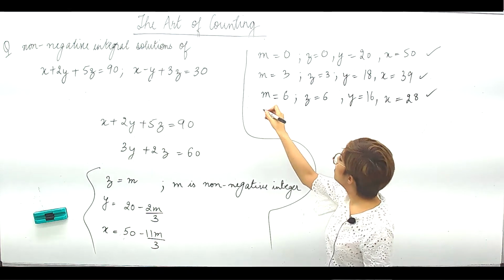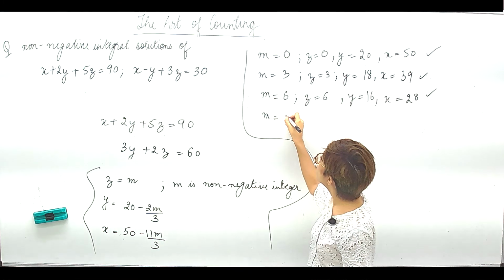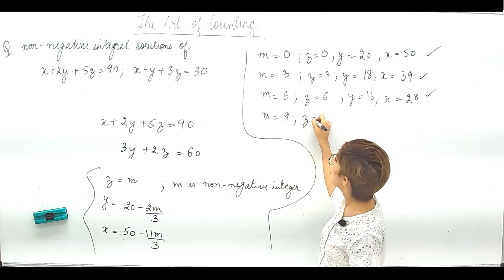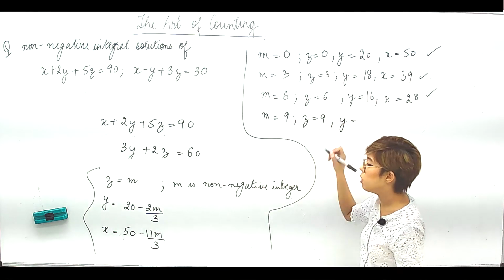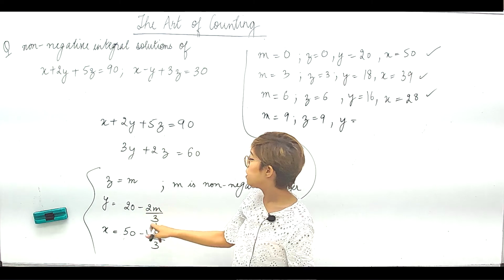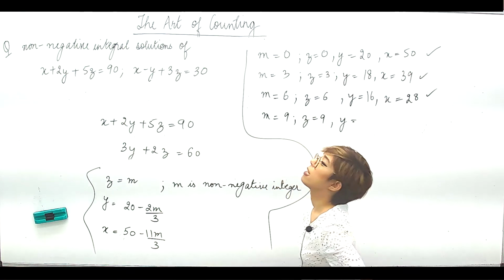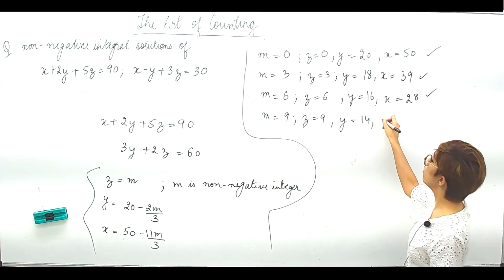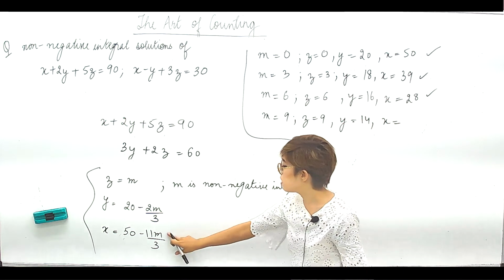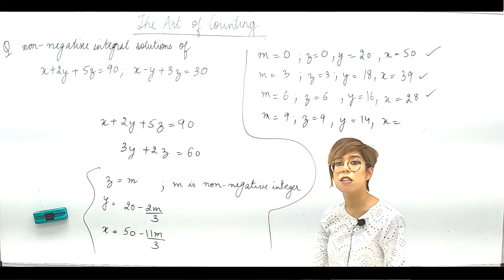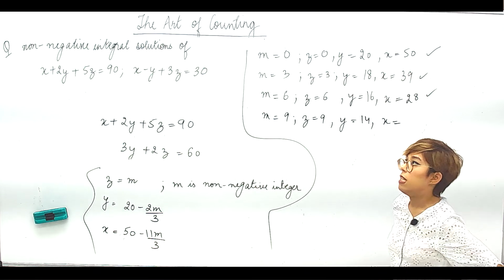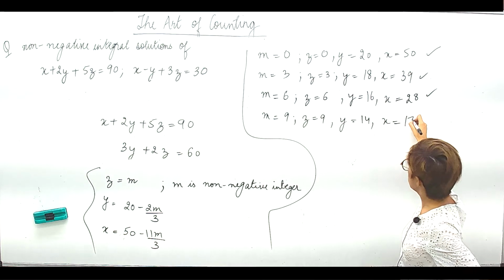Again, another one. So m is equal to 9. So z is equal to 9. And y is equal to what? So this is 20 minus 6. That is 14. Again an integer. X equal to what? This is 9, right? So 50 minus 33. Which is 17, integer, great.